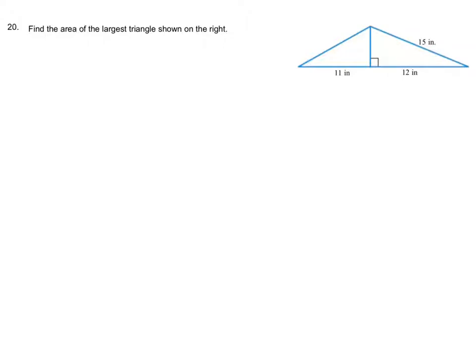Find the area of the largest triangle shown on the right. If we look at this diagram, we can see that the largest triangle is this triangle here. And we want to find the area of that large triangle. The formula for the area of a triangle is A equals 1/2 base times height. Now the base is represented by this line. As you can see, we can find the base by adding 11 plus 12 together, and 11 plus 12 is 23. So the base is 23.